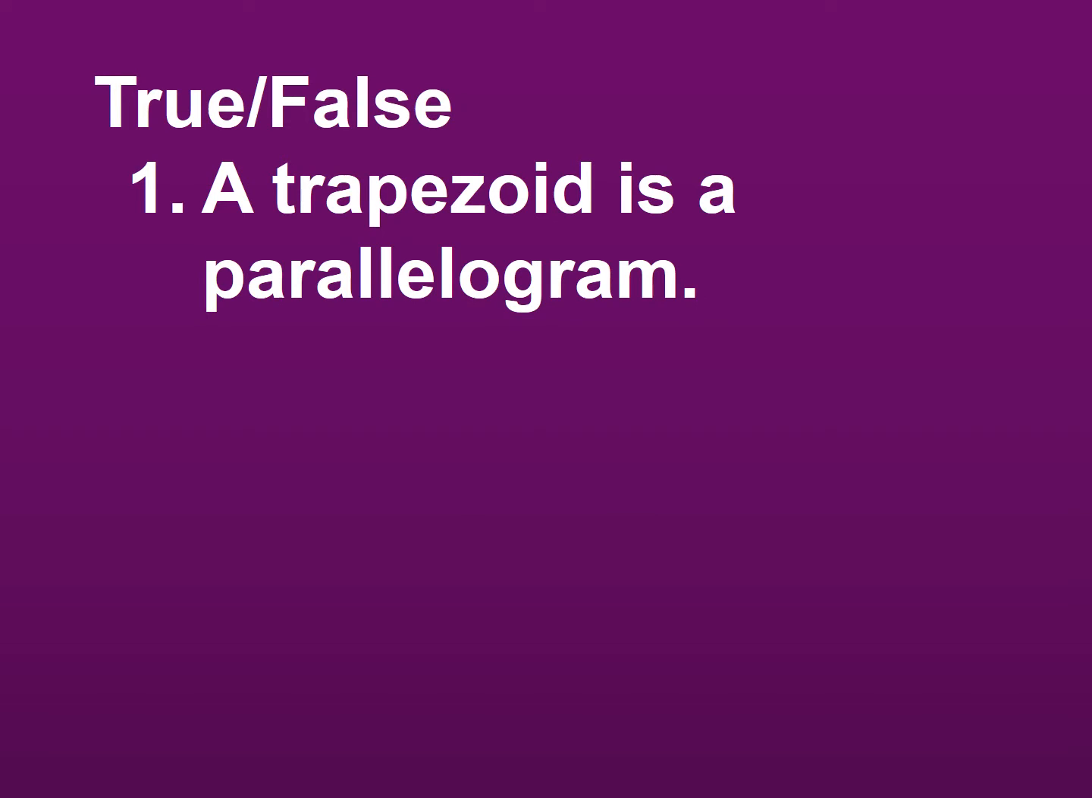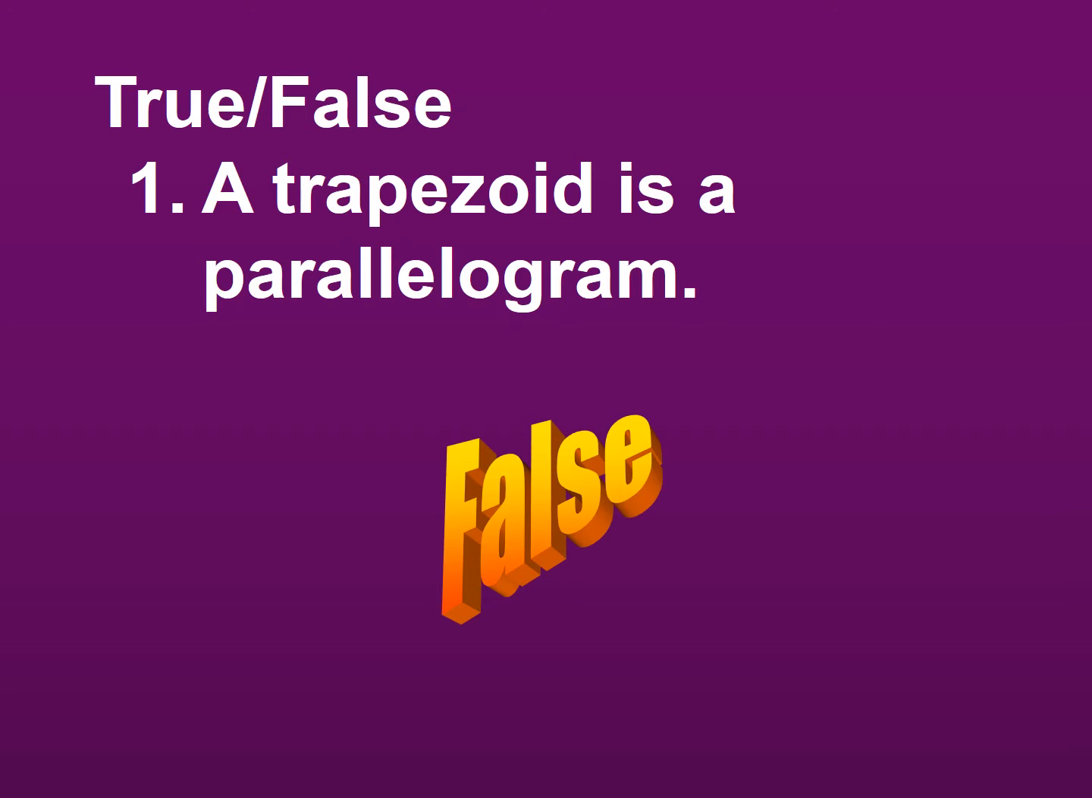So let's try some questions. A trapezoid is a parallelogram. That would be false, because remember, a trapezoid only has one pair of parallel sides, and a parallelogram has to have two pairs of parallel sides.